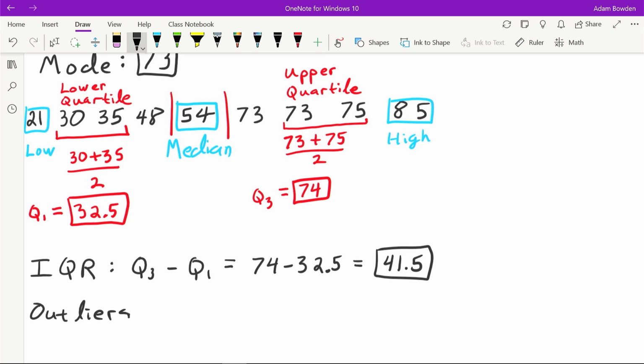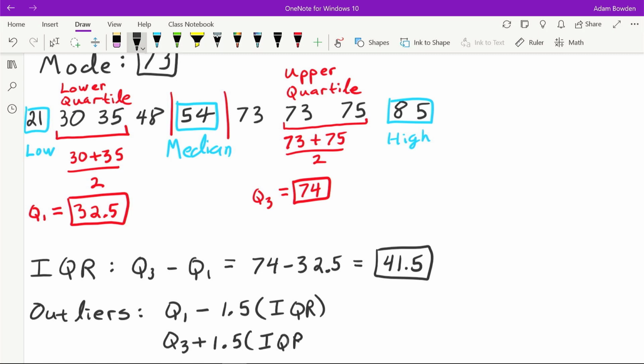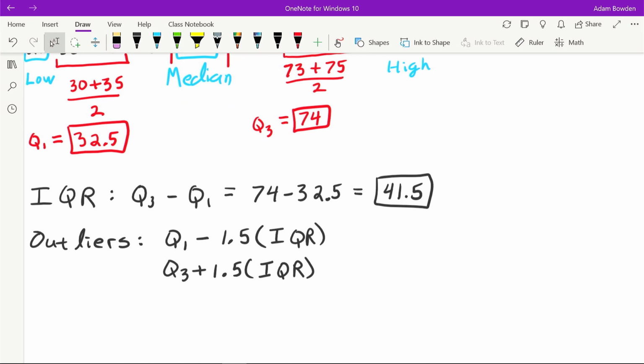And the criteria they use is to take Q1 minus 1.5 times the interquartile range, IQR, and the upper quartile, Q3, plus 1.5 times IQR. Any values that fall below or above these would be considered outliers. So in this case, for the lower number, we'd have 32.5 minus 1.5 times 41.5, which is going to be actually a really small number in this case, of negative 29.75.